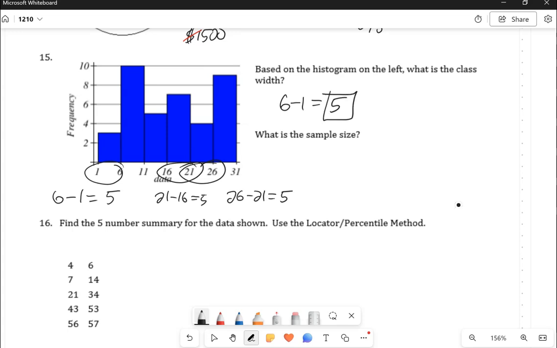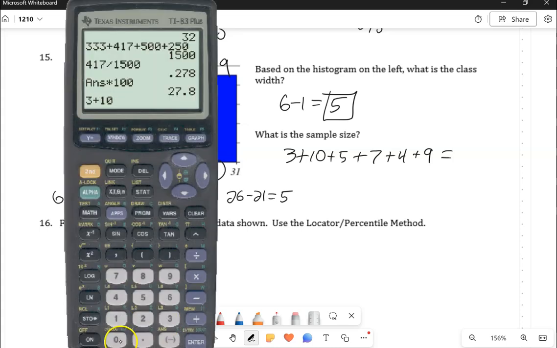What is the sample size? Now this bar right here represents 3 people. I assume they're people. I don't know what they are, but there are 3 of them. This is 10 of them. This is 5. This is 7. So I'm just looking over to see the height. 7, 4, and 9. The total sample size is found by adding up the total frequencies. 38.